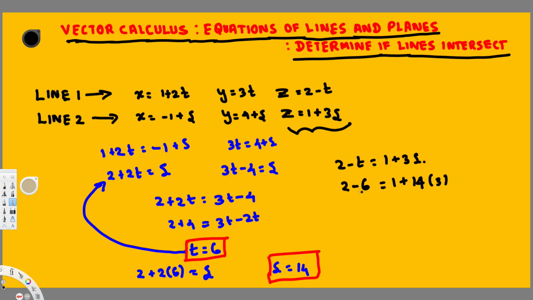Now from this we already know these two are not equal, because this is going to become minus 4 and this is going to be 14 times 3, that's going to be some bigger value. So we know that this is not equal. From this we know that these lines are not going to intersect, because if they intersect, these two points must be equal. Now this is not equal, therefore there's no intersection for these two lines.